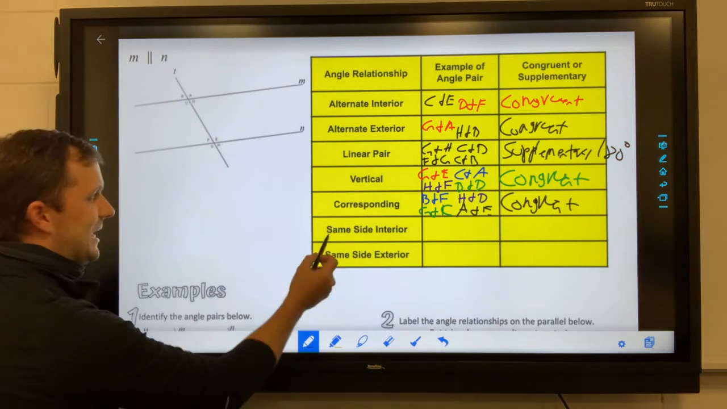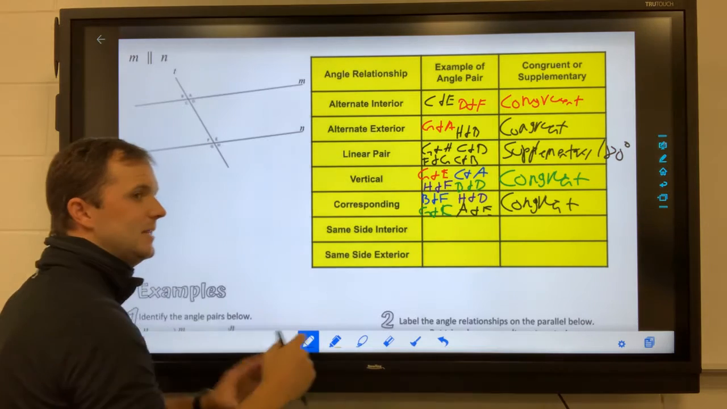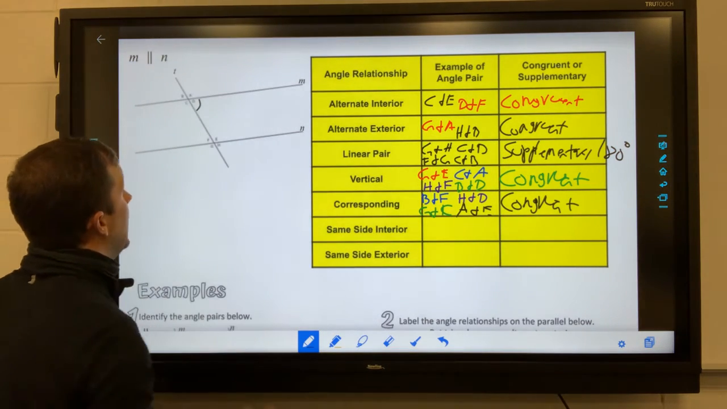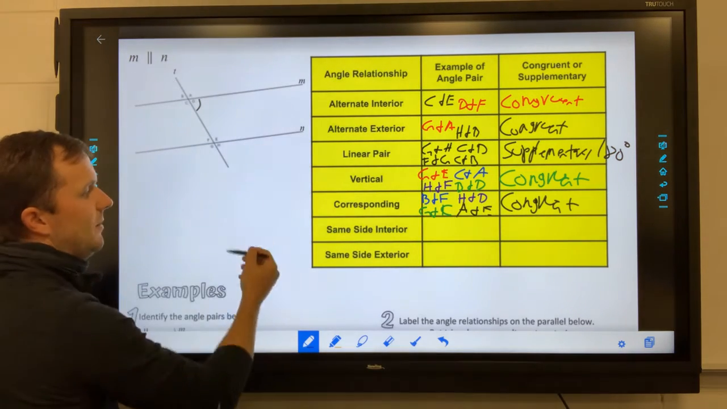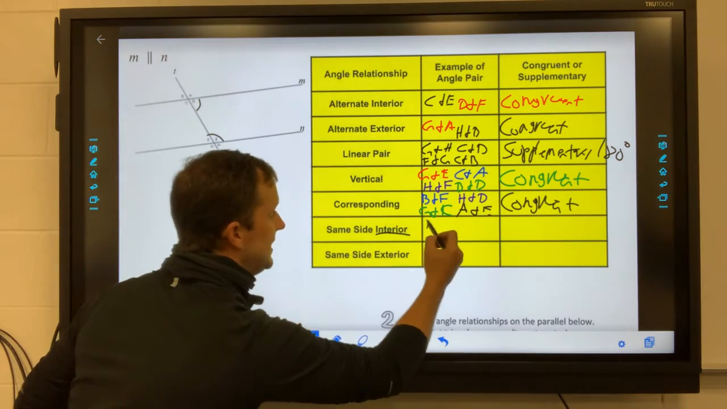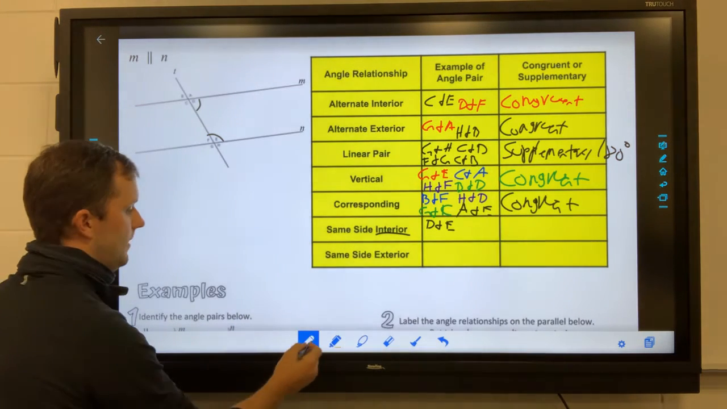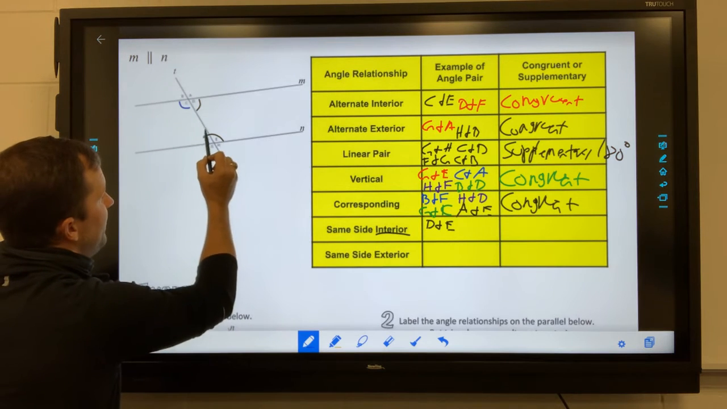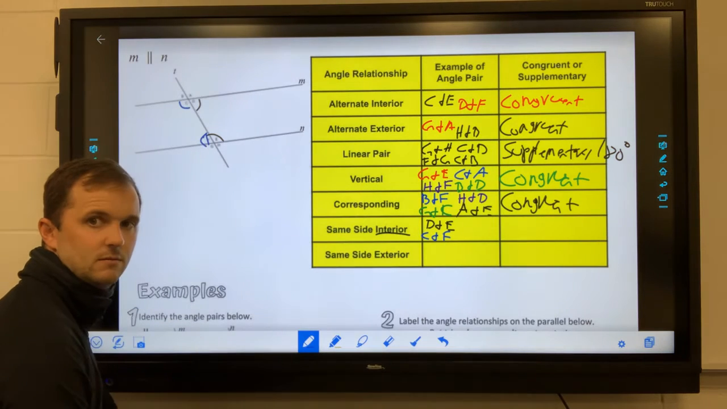Now let's look at same side interior. Same side means on the same side of the transversal. Interior means inside the parallel lines. Let's look at angle D. The angles that are on the same side of D are A, E, and H, but the only angle that is also interior to angle D is going to be E. So D and E are same side interior. The only other two angles that are same side interior: same side as C is F and is interior. So C and F are same side interior.